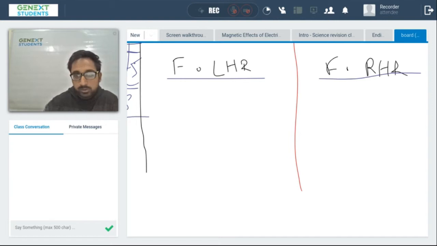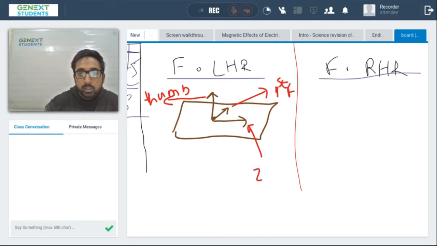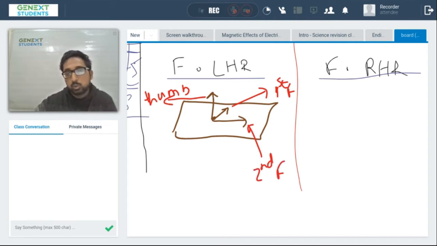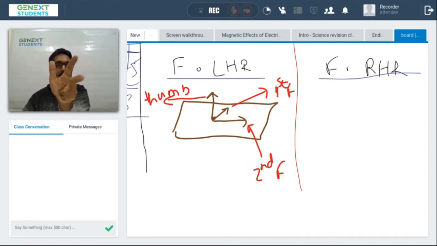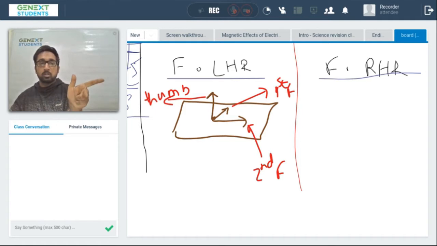So what does Fleming's left hand rule look like? This is my finger and this is my thumb. This is your thumb, this is your first finger, and this is your second finger or middle finger. Just get the basics. Take out your hand like this, keep it like this. I'm talking about the left hand. Use your left hand like this. You're getting it or not, Marina?